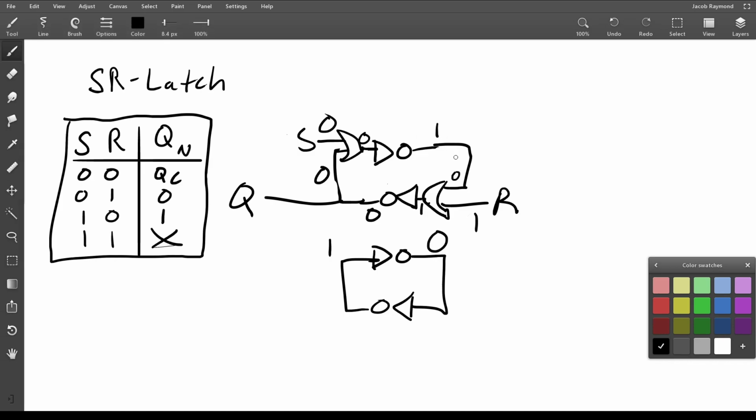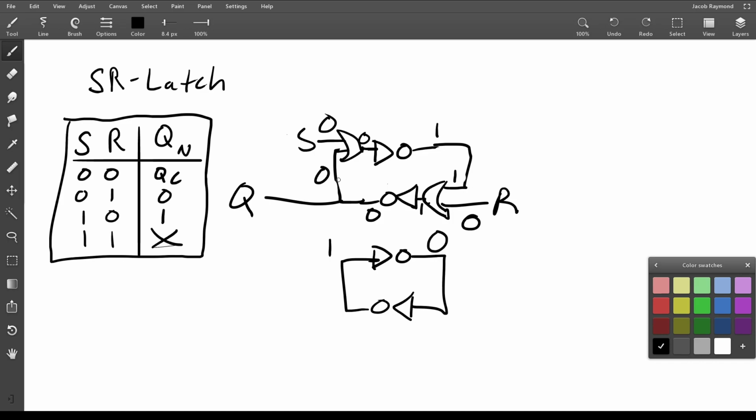Invert that, it becomes a 1. So this wire is going to become a 1. 1 or 1 is 1. And so we've stabilized. And now we can see that our Q here is 0, which is exactly what's supposed to happen when you set R to 1. But when I set R back to 0, 1 or 0 is still 1. So this circuit stays in its stable state. And it just maintains whatever it was, which is exactly what this behavior does.